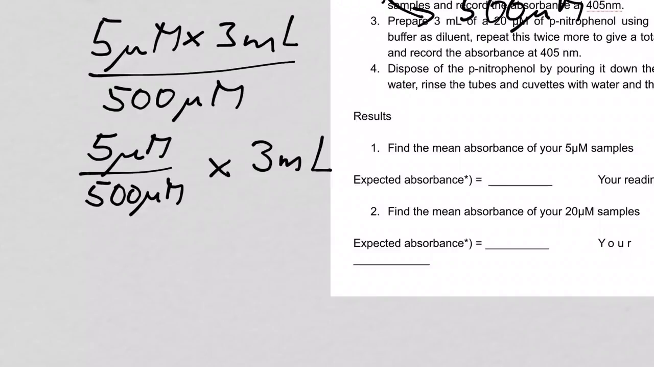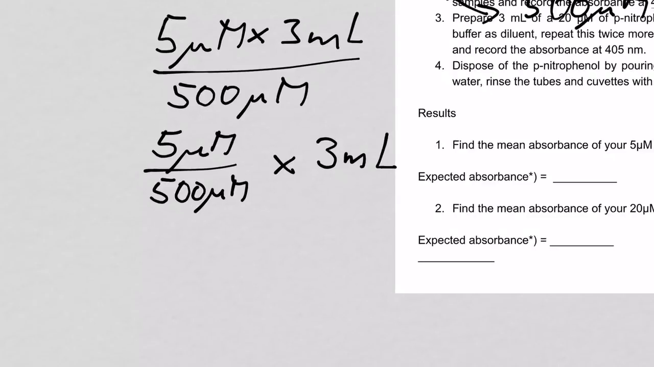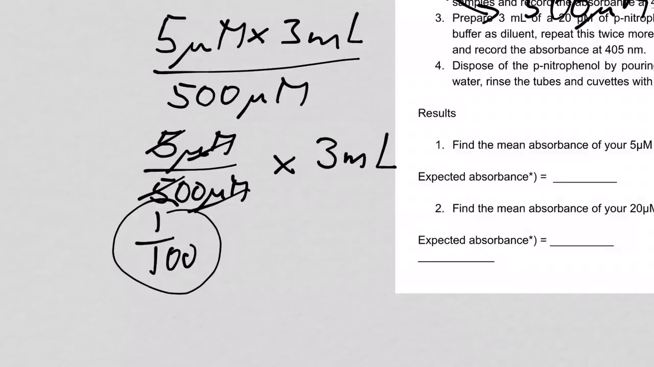Oh dear, I've offended somebody. Why do I write it like that? What is 5 divided by 500? Yeah, or simply it's 1%, or it's 1 over 100. Yeah, it's the same as 1 over 100. What happens to the micromolar? They cancel each other out, yeah, thank you. And this one here, this 1 over 100, we also call this the dilution factor.